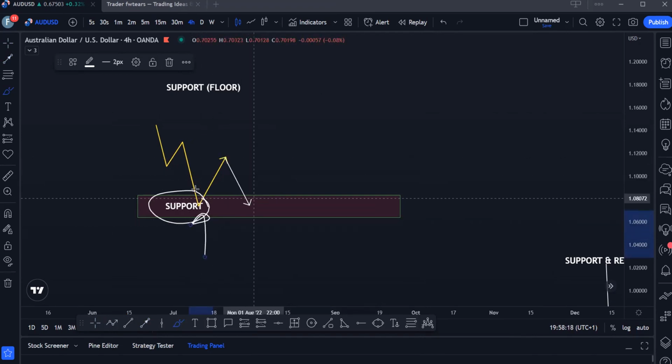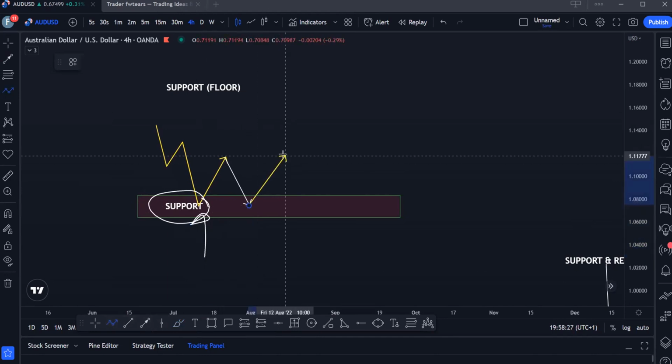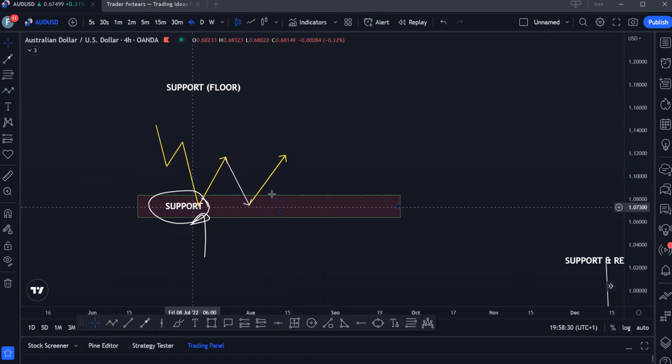Possibly in the future, if price should come back inside this zone, we might also see a move to the upside. Possibly. We are just speculating here. That is why we're identifying support zones. It's giving us an idea of what price will do in that particular zone. We are trying to use historical data to predict the future.